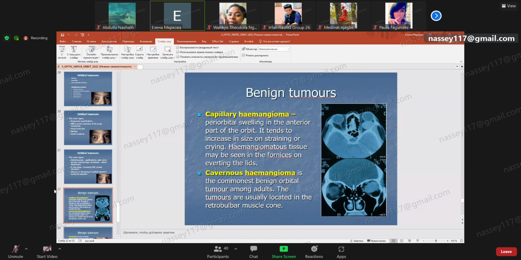Capillary hemangioma is the most common tumor of the orbit and periorbital areas in childhood. It appears as periorbital swelling in the anterior part of the orbit. It tends to increase in size on straining or crying. Hemangiomatous tissue may be seen in the fornices on everting the lids. Cavernous hemangioma is the commonest benign orbital tumor among adults. The tumors are usually located in the retrobulbar muscle cone.